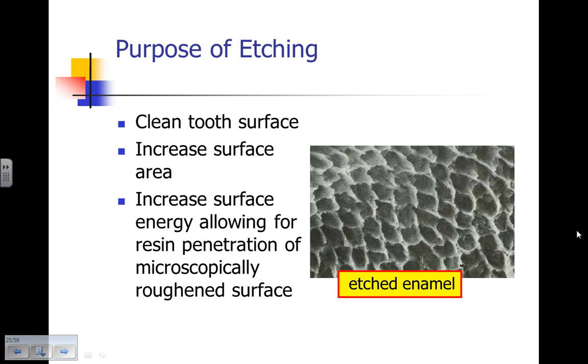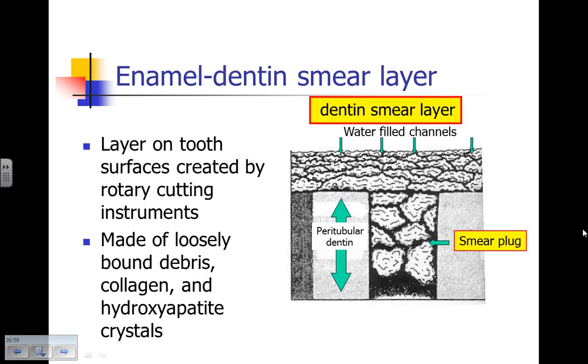The etched enamel surface has this microscopically roughened surface, similar looking to carpeting, that the resin will flow into and lock to during light curing. For the dentin, we have a smear layer that's been created by the tooth preparation, made up of loosely bound debris, collagen, and hydroxyapatite crystals. We'll be removing this with the etching process.